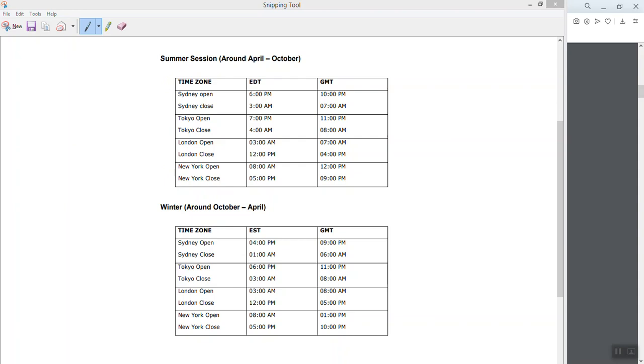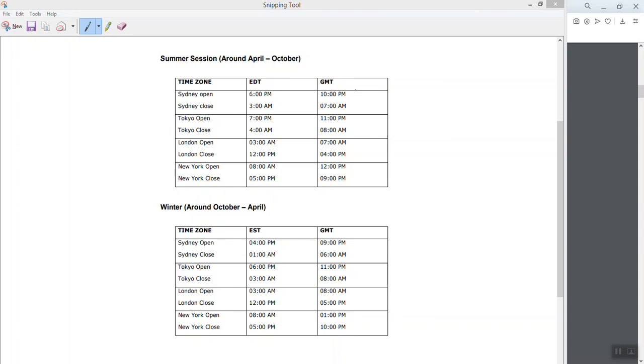Now when we talk about the Sydney Open, this is the time the Australian market opens, and this is the time the Australian market closes. And now this is the GMT time. It opens around 10 o'clock GMT, and here in Nigeria we are 1 hour ahead of GMT time. So in our time zone, the Australian market opens by 11 p.m. in the night, and it closes by 8 a.m.